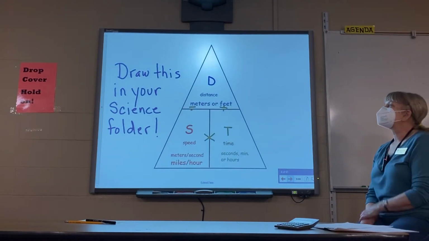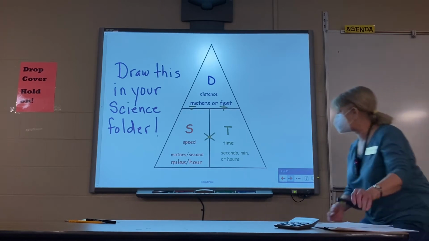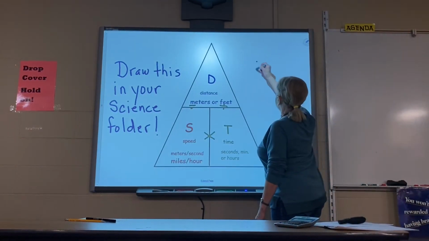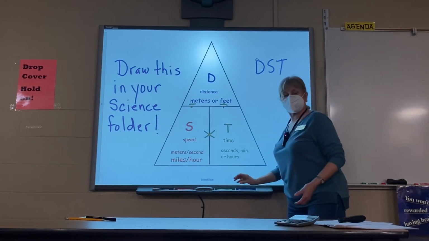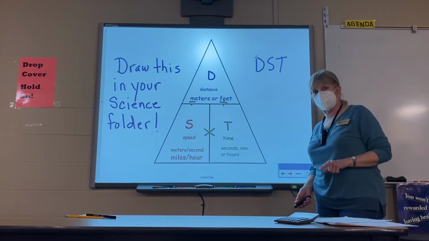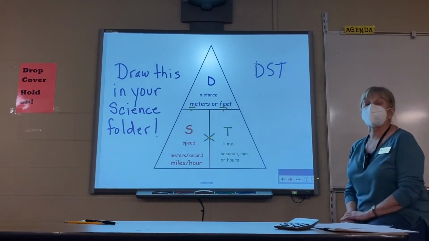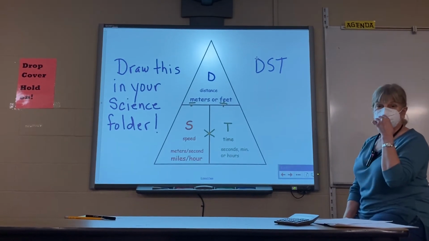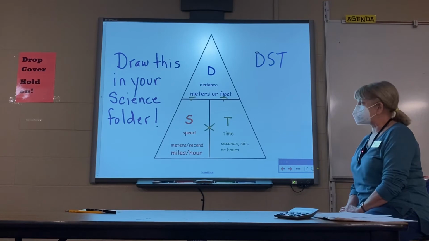All right, I'm going to explain what this is. I've heard this called a DST triangle. I like to call it a tricky triangle because it's got some tricks that will help you when it comes to doing the math. And I am all for anything that makes math easier for me when it comes to science. We call it the magic triangle. The magic triangle, yeah, that's a good one too.